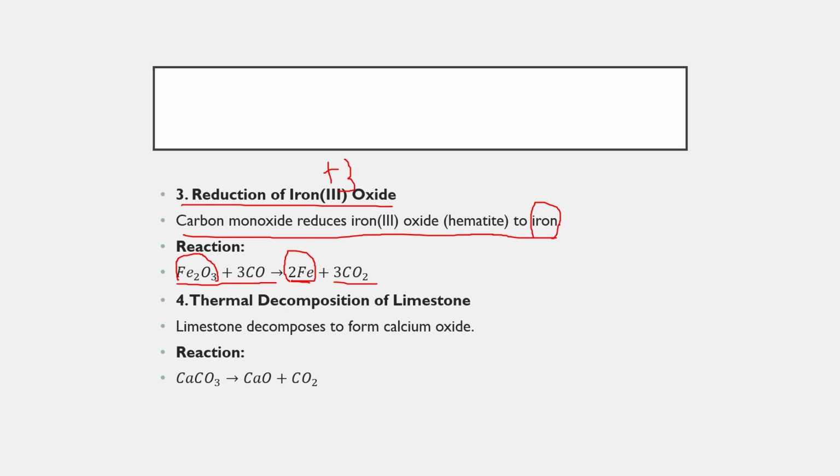The next step is thermal decomposition of limestone. Another name for limestone is calcium carbonate. And what is the reaction? CaCO3 is decomposed into CaO plus CO2.